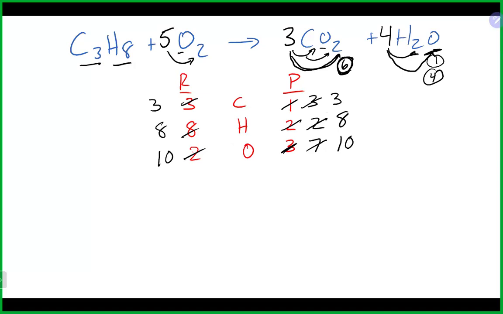So this is really what I was talking about earlier, where again, if you have a situation where you have an element in one thing on one side, but in multiple things on the other side, it's usually a great idea to just kind of leave it for the end. Any questions on that?